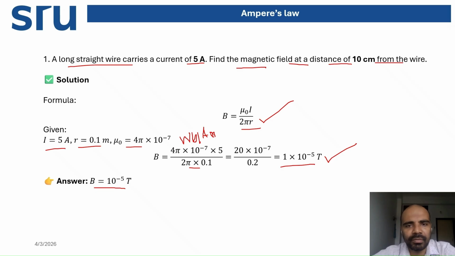So we have calculated the magnetic field at a distance of 10 centimeter from the wire, which carries a current of 5 ampere. The value of the magnetic field is 10 to the power minus 5 Tesla. Hope you understood it and it is clear now. So now moving to the next slide.